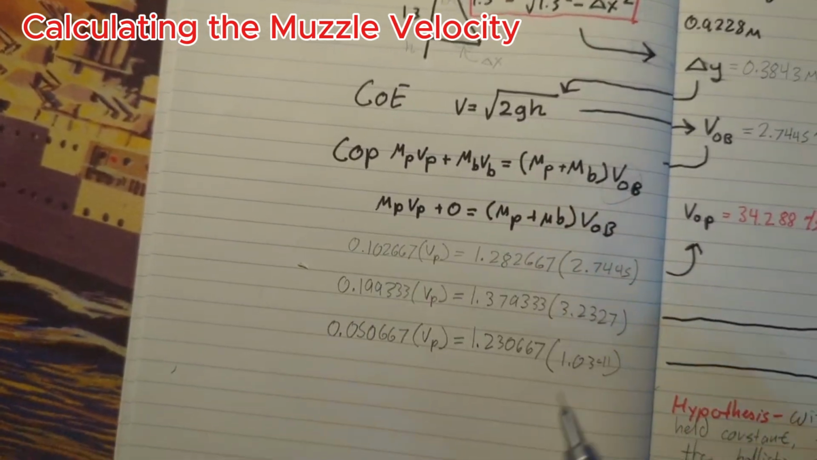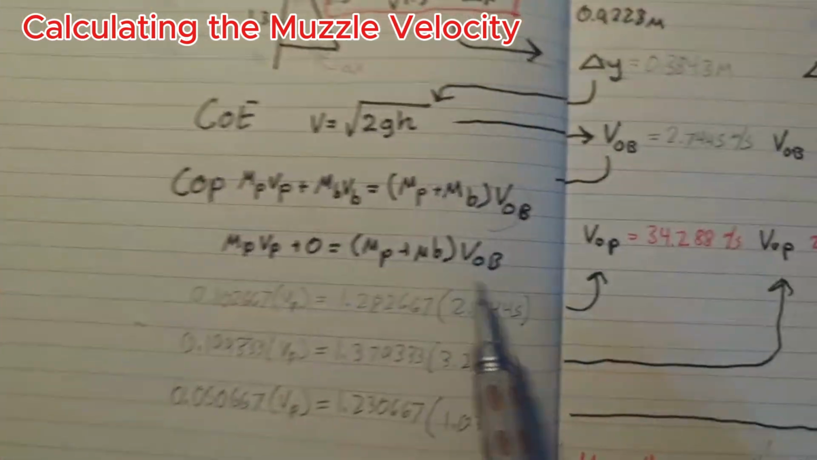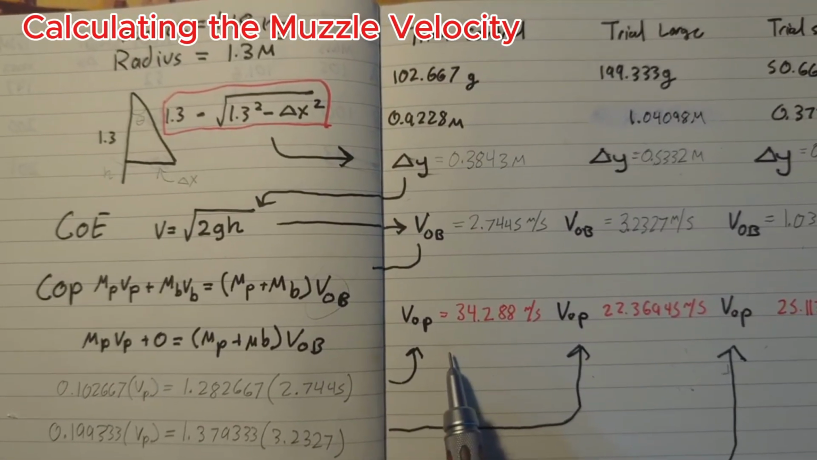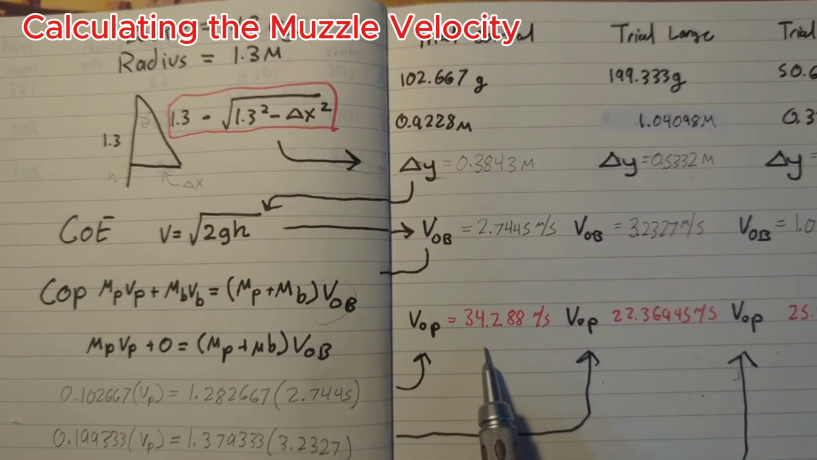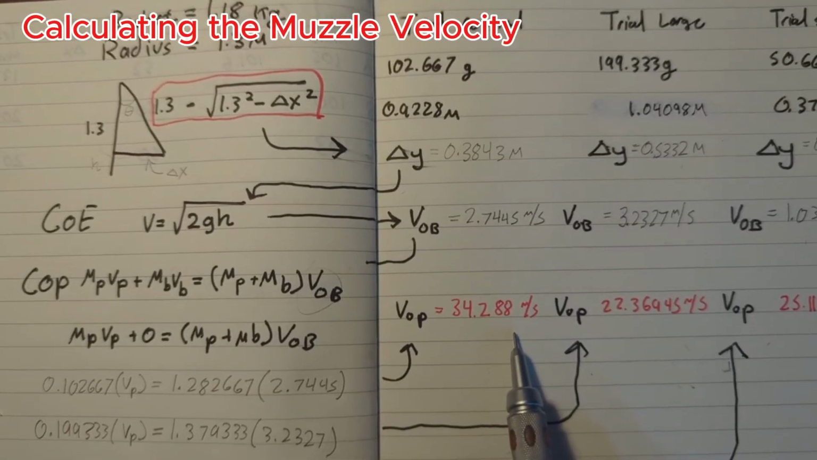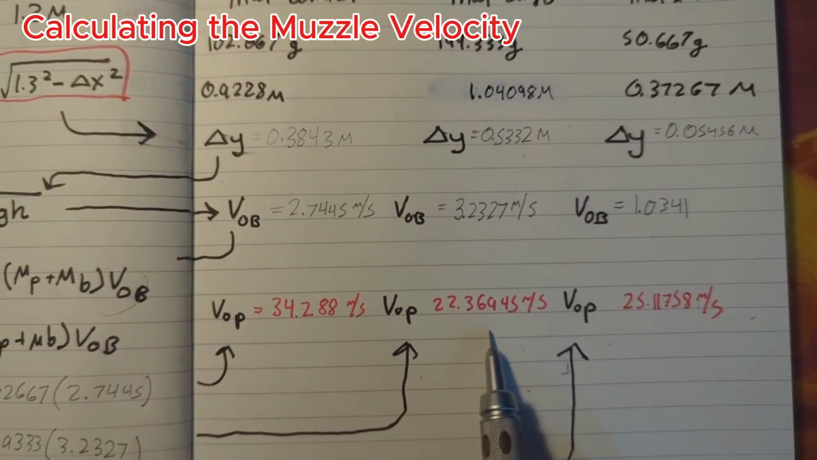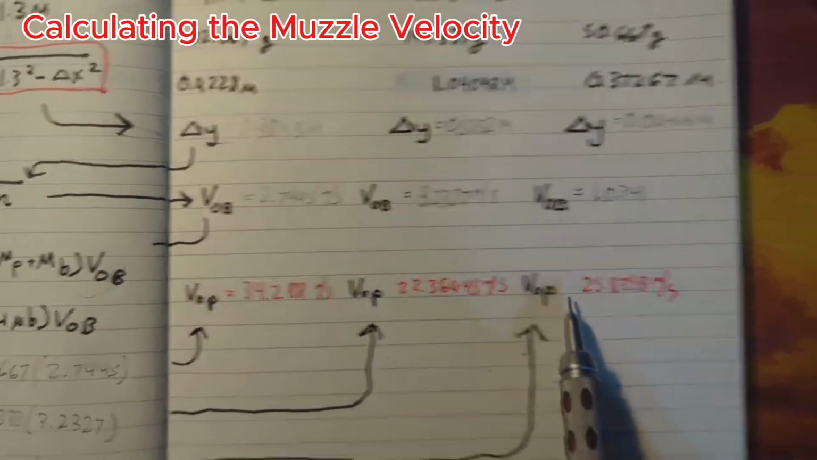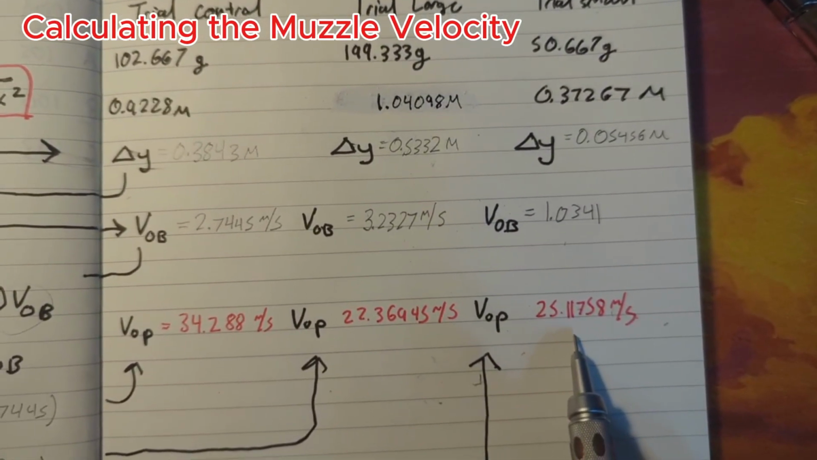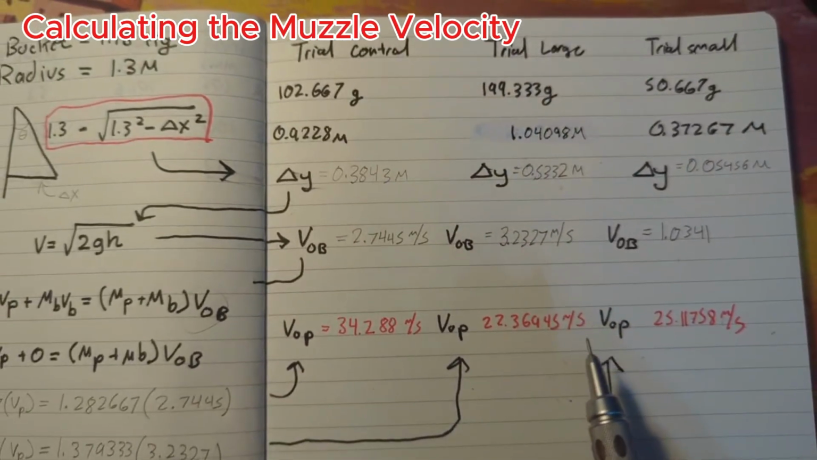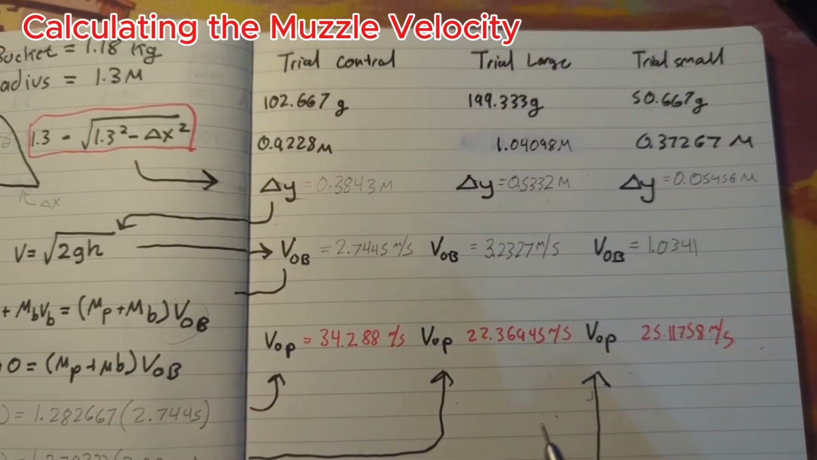And then using our 3 equations right here, I calculated that the 100 gram potato has a velocity of 34.288 meters per second. The large potato has a 22.36945 meters per second, and the small potato is 25.11758 meters per second. And this matches my hypothesis perfectly.